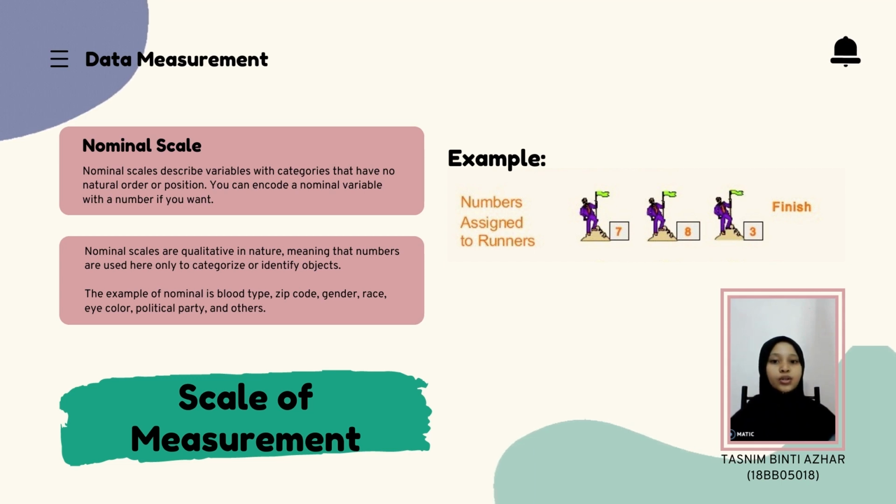Nominal scales are qualitative in nature, meaning that numbers are used here only to categorize or identify objects. For example, the number on the jersey of a runner or a football player. These numbers have nothing to do with the player's ability. However, they can help us to identify who the player is.